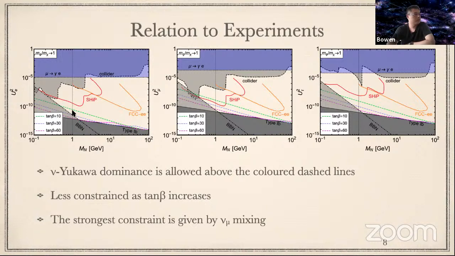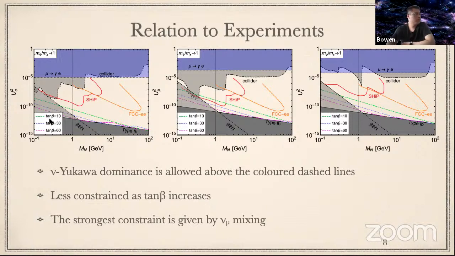You can find some colored dashed lines in the figures, a green one, a blue one, and a purple one. Above those lines, the dark matter production is allowed to be dominated by the neutrino Yukawa process. And below those lines, the dark matter production is definitely dominated by the dark sector process for the corresponding conditions.